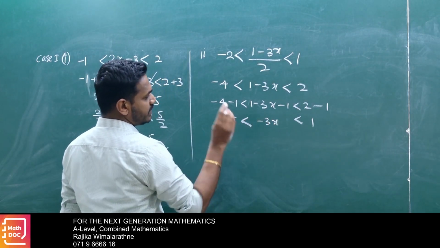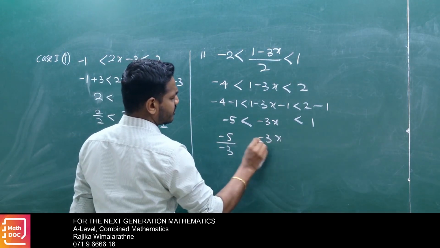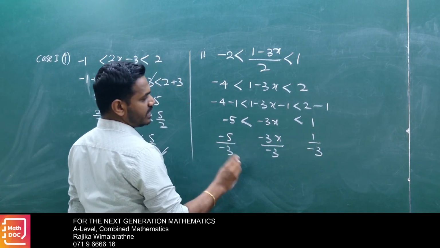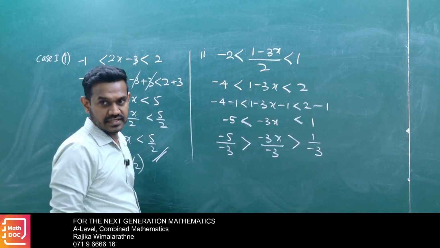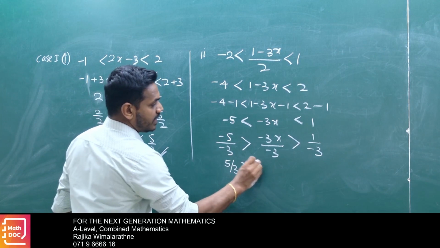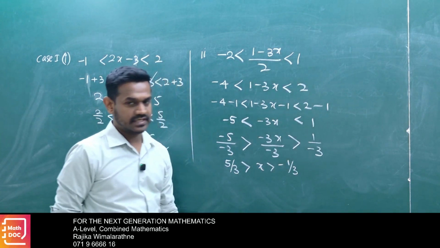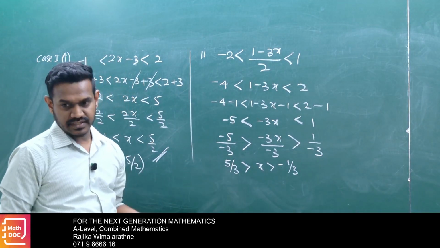Now divide by minus 3. Then we know when we divide by a negative value, we have to reverse the sign. We have to reverse the sign. That is very important. Now here 5 divided by 3, x minus 1/3. Here is the solution set. Then very simple thing, you have to make x the subject.